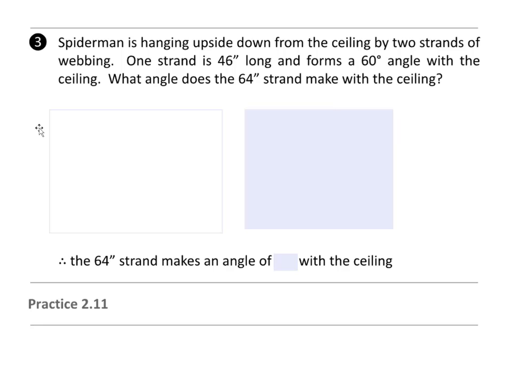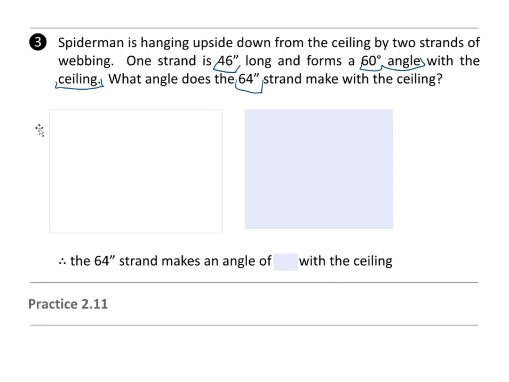This is all sine law. This is just an application of sine law. And in this case, Spider-Man is hanging upside down from the ceiling by 2 strands of webbing. Sorry. One strand is 46 inches long and forms a 60-degree angle with the ceiling. Okay. So it's that long. Makes that angle with the ceiling. Okay. What does the 64-inch strand make with the ceiling? What angle does it make with the ceiling?